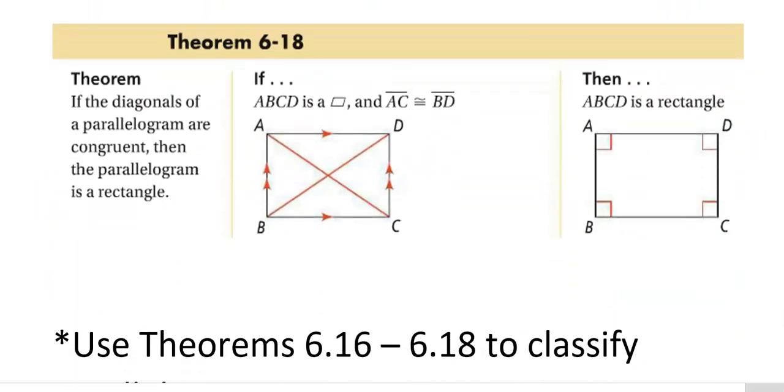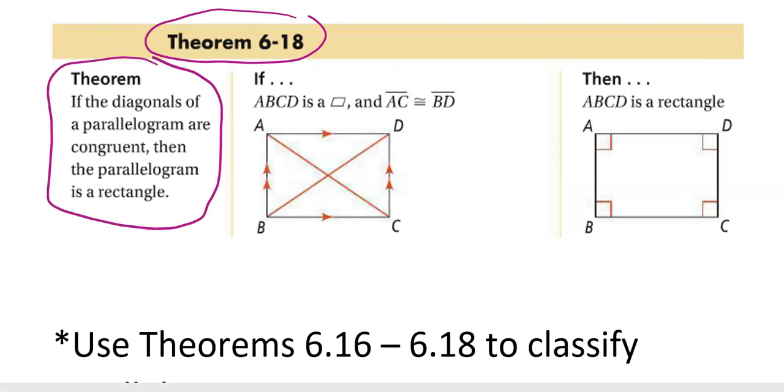Theorem 6.18. If the diagonals of a parallelogram are congruent, then the parallelogram is a rectangle. So again, if you're forcing it into being a rectangle, then you're going to set those diagonals equal and force them to be equal. Once you know that those are equal, then you can assume that you have right angles, and you can solve for any missing parts there as well.